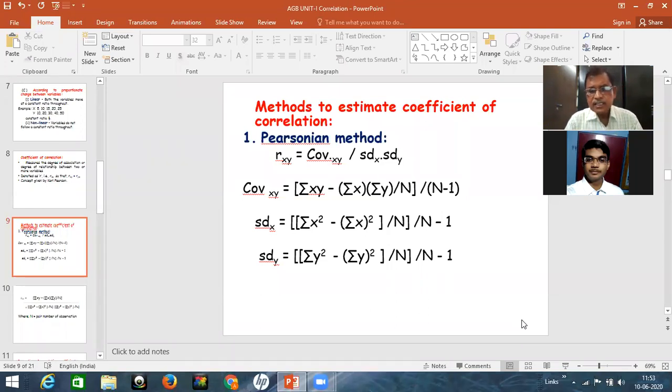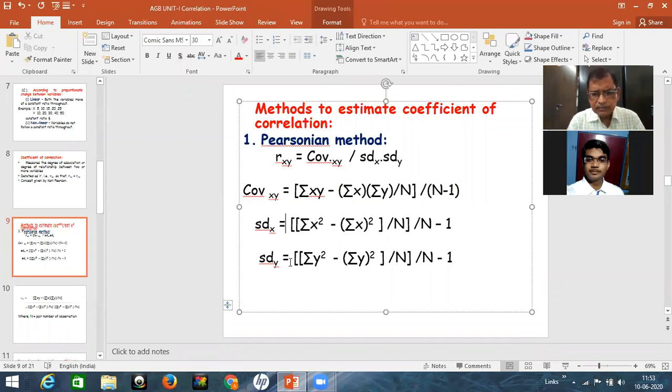Then the standard deviation of x is the positive square root of variance. So it is the square root of summation x square minus summation x whole square by n, divided by n minus 1. इसमें छूट गया, स्क्वायर रूट होगा यहाँ पे. Standard deviation of x is the positive square root of the variance.